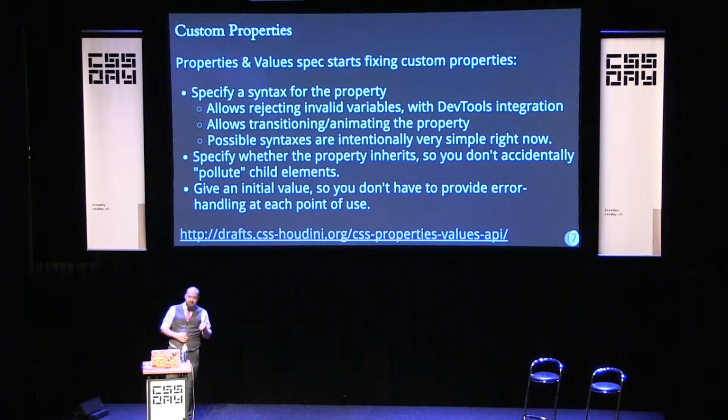So custom properties lets you specify a syntax for the property. That way we can show in DevTools when you put in the wrong type of value. It means we can transition and animate the property now that we know what the type is. It means that in general, there's a lot of transformations we can do. In a little bit, when I talk about typed OM, we'll be able to expose proper custom properties, ones registered with this API, in a much better way, rather than just, here's basically a string. Right now, the possible syntaxes you can use are very simple. This is intentional. We're trying to keep the spec easy to implement and easy to understand right now, and we'll see how it evolves as we go along and what things we need to allow to loosen this up.